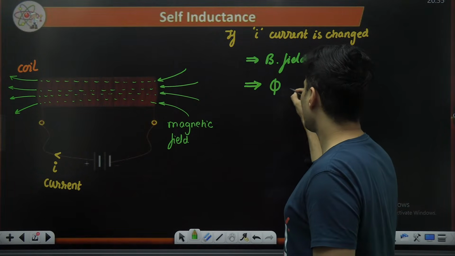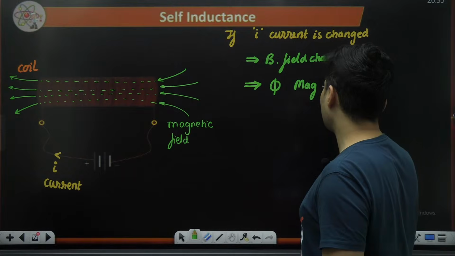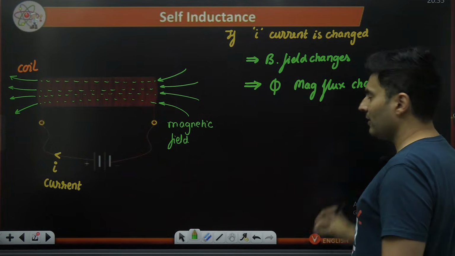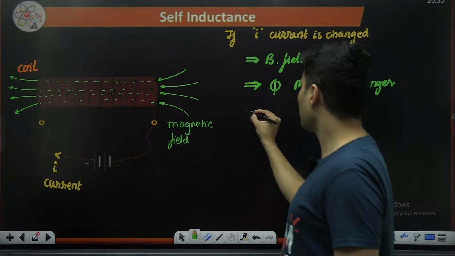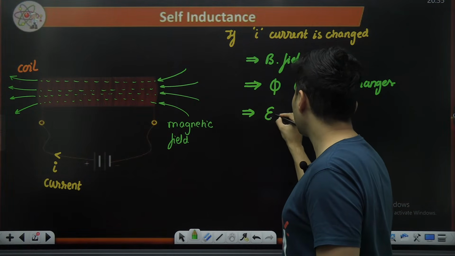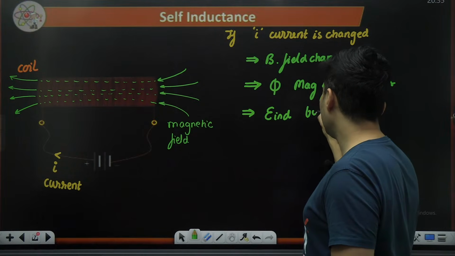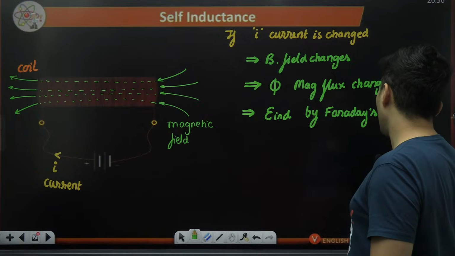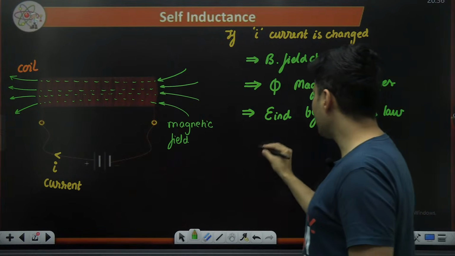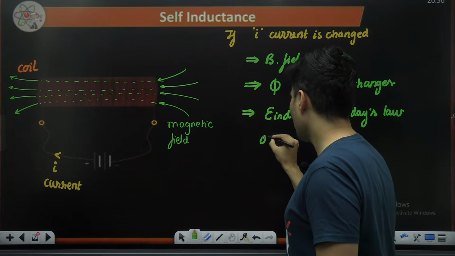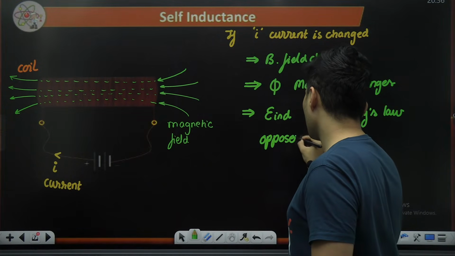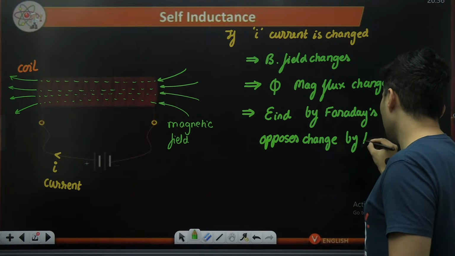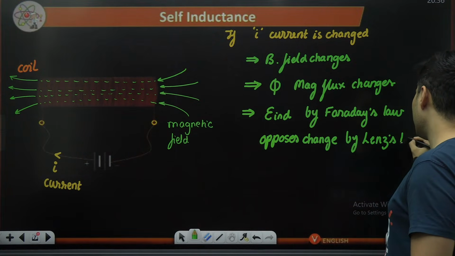So obviously the magnetic flux changes. And what happens when magnetic flux changes? By Faraday's law, an EMF is induced, by Faraday's and Lenz's law, and this EMF opposes that particular change. And why does it oppose that change? Because of Lenz's law.